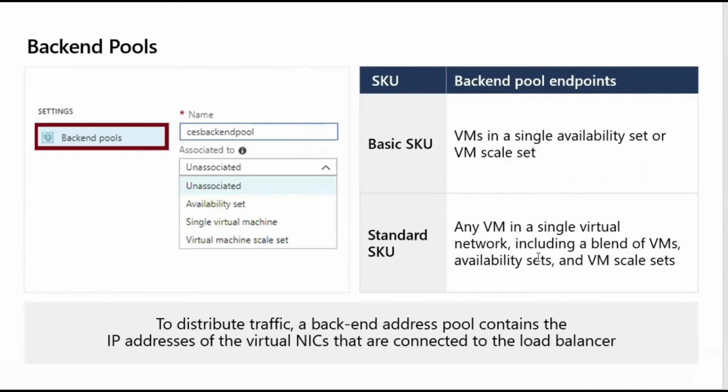a single virtual network, VMs, availability sets, and VM scale sets. So standard has a bit more features. We have a bit more load balancing features. So backend pools basically contain the virtual machines' IP addresses and NIC card information. And the backend pool actually connects the VM NIC card with the load balancer.